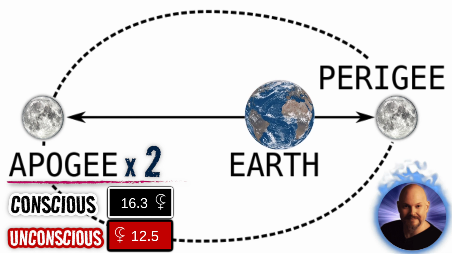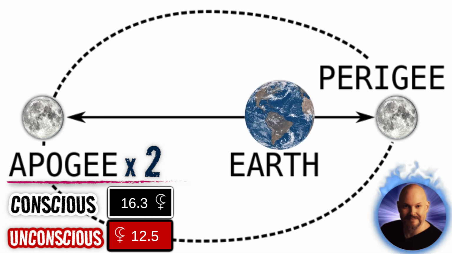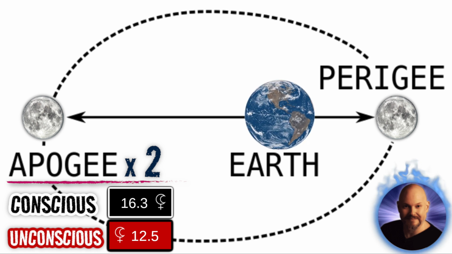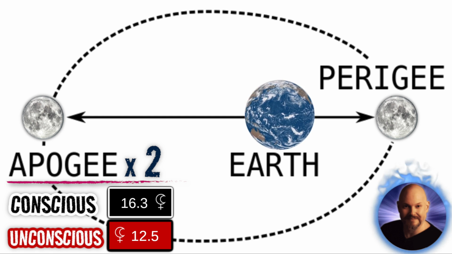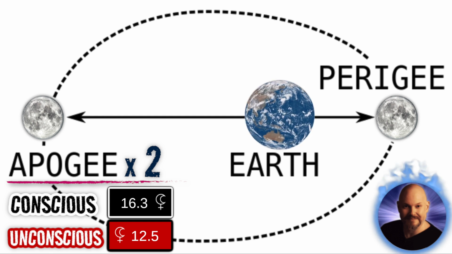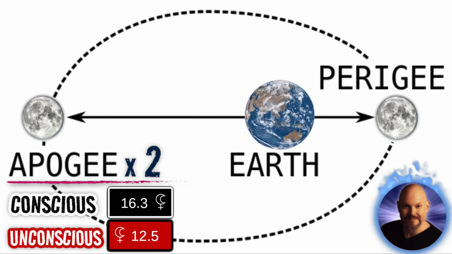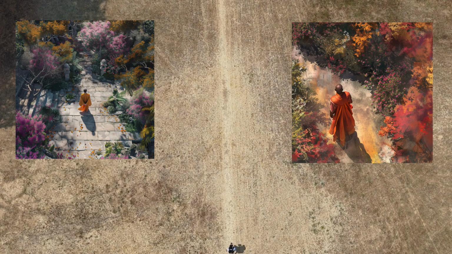Your Lilith gates are the respective lunar orbit apogees of your conscious and unconscious moons. For those unfamiliar with the term, which I was born knowing, it is the point along the moon's orbit when it's furthest from Earth.